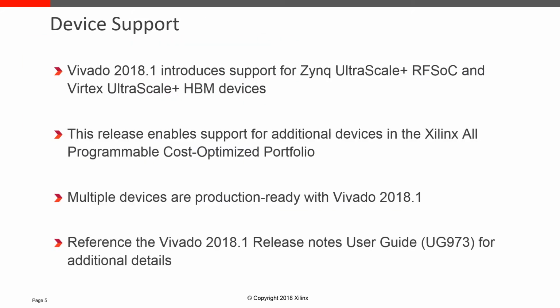Vivado 2018.1 introduces support for the new Zynq UltraScale+ RF SoC and Virtex UltraScale+ HBM devices. There is also support for additional devices in the Xilinx cost-optimized portfolio of Spartan 7 and Artix 7 devices. Additional devices are enabled for production in this release. These devices are from the UltraScale+ family, as well as the Spartan 7 and Artix 7 families. Additional information can be found in the 2018.1 release notes, licensing and installation user guide UG973.